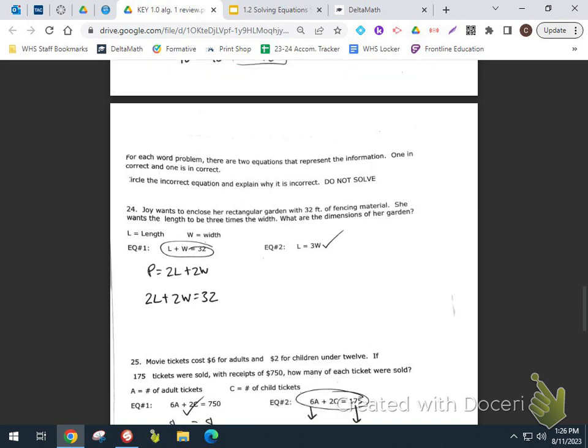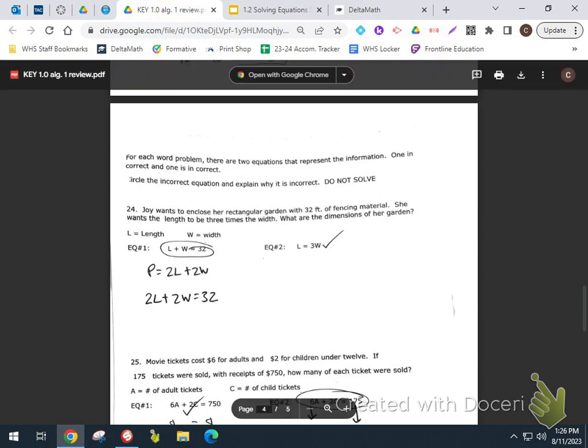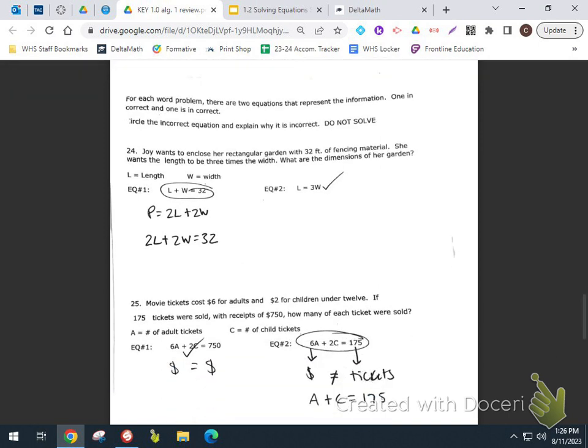So this is a perimeter situation. The reason it was wrong is because when you're doing perimeter of a rectangle, you have 2 lengths and 2 widths. So I just corrected it right there. But this other equation was set up right. So that's the flow of that.